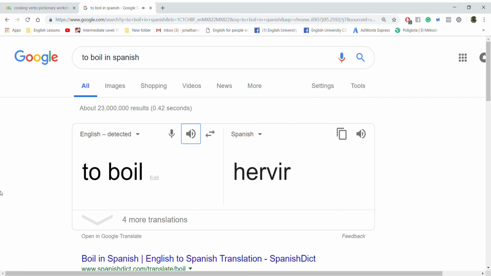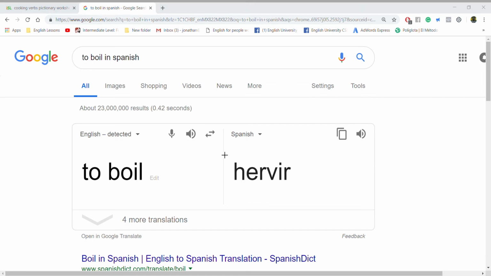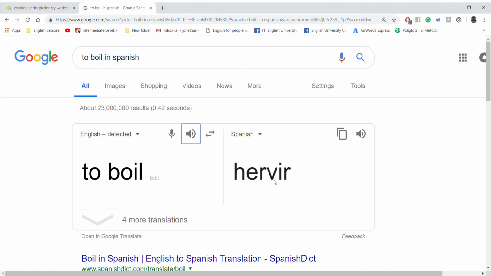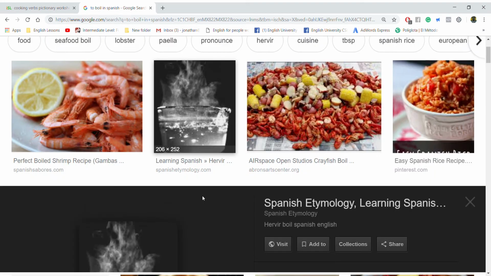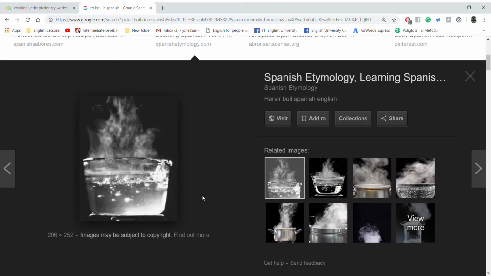To boil. Repeat. To boil. Excellent. And take a picture in your cell phone. Take a picture of this right here. Next, put image. To boil. Repeat. To boil. Excellent. That's number one. So let's do number two.